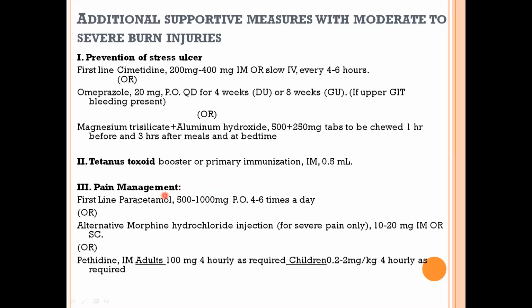For pain management, you can go with first-line paracetamol 500 to 1000 mg orally 4 to 6 times a day. As an alternative, if the pain is severe, you may go with morphine injections 10 to 20 mg intramuscular or subcutaneously. Or you can administer pethidine intramuscularly. For adults, 100 mg 4 hourly as required. In children, 0.2 to 2 mg per kg 4 hourly as required.